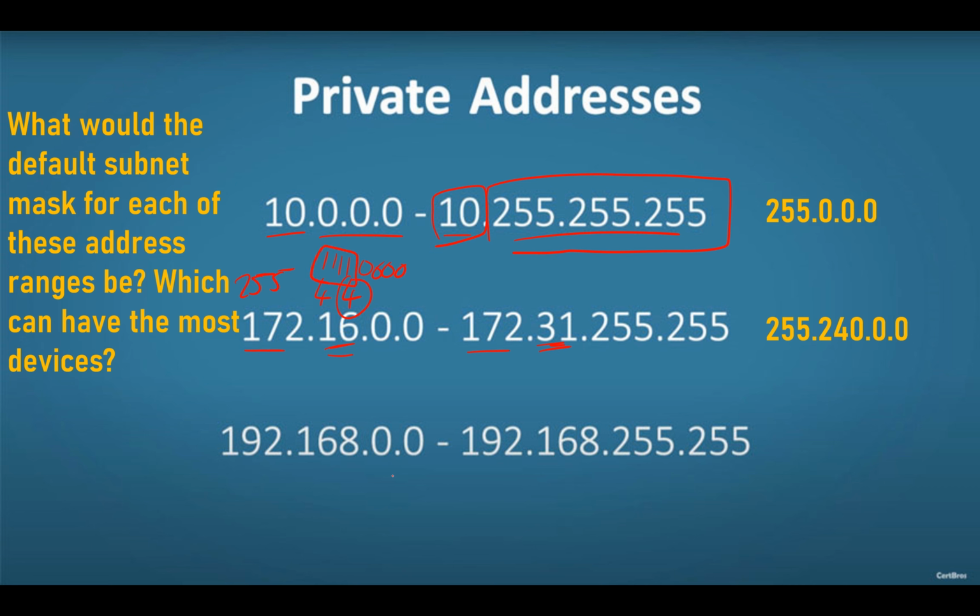Then if we look at the final one, just the zeros and the 255s are changing. Therefore it's 16 bits for the network ID and 16 bits for the host ID.